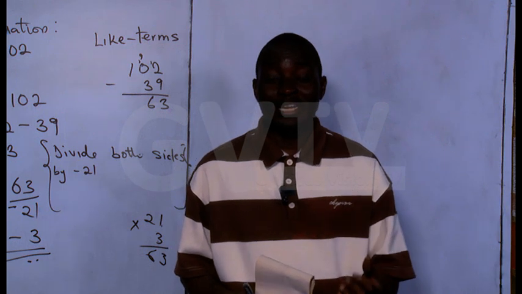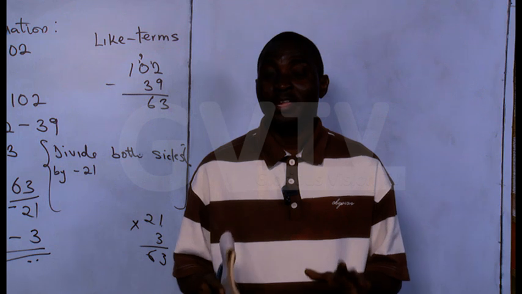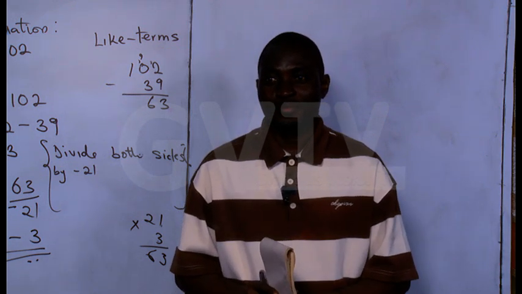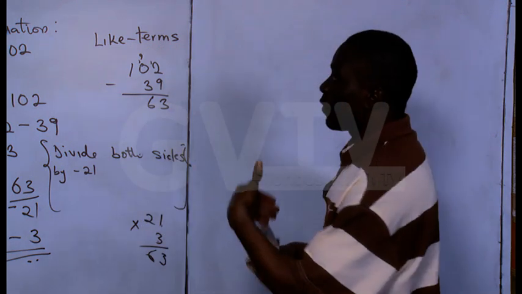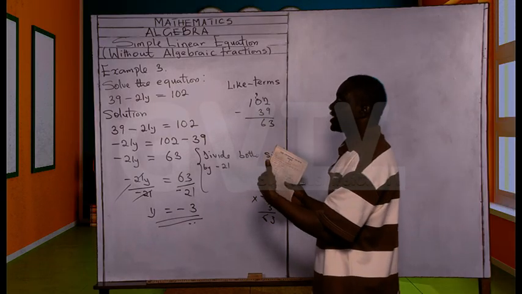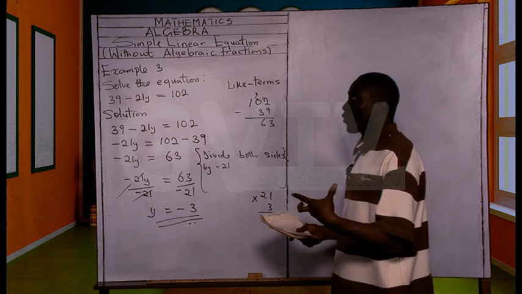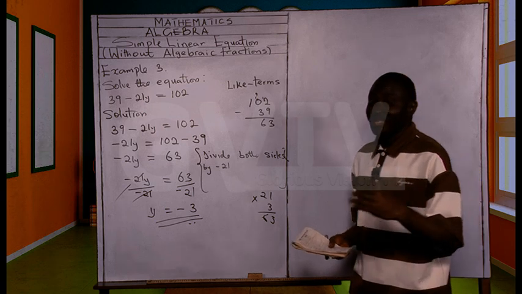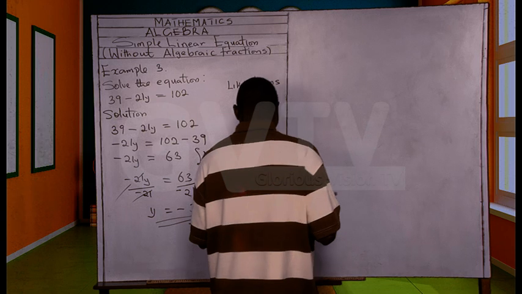For those of you that are just joining us now, this is a program labeled Mathematics Doddle, where we teach you mathematics. So today, what we are treating is simple linear equation, and we have solved 3 questions so far. We have rendered 3 examples. The 4th example is what we are about to do.